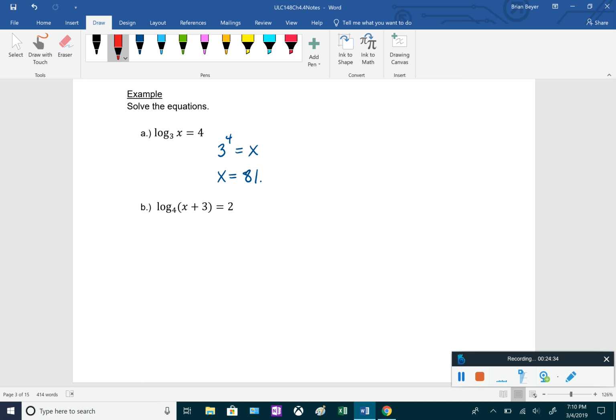So we have to check our answer here. That one is pretty easy though, but we have to check. So we need to make sure the input, which is x, is positive in this case. So x is our only input here. We have to make sure that that's positive. So doing that, we plug in our 81. So x equals 81. 81 is positive, so we're good. So we know that that's our answer.